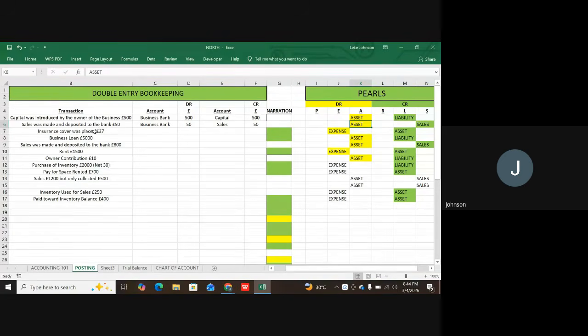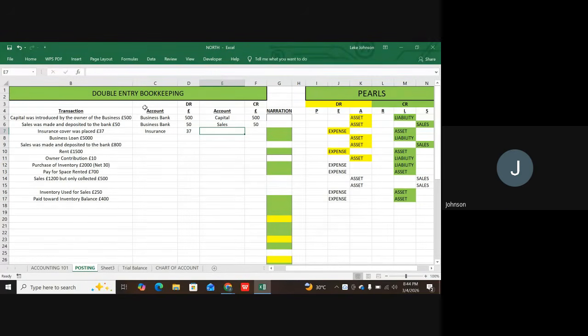Can somebody tell me what kind of transaction this is? Expenditure. Yes, this is an expense. So what accounts are going to be affected? The bank and insurance accounts, the expense accounts. Which of them is debited? Insurance will be debited. Bank will be credited. So insurance account, and here the amount is 37.